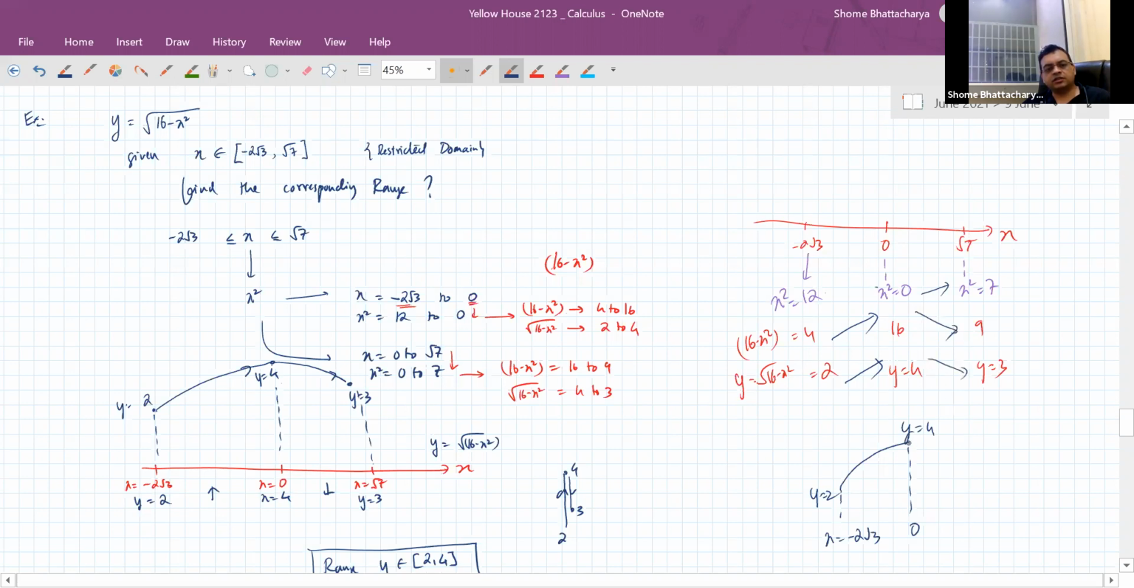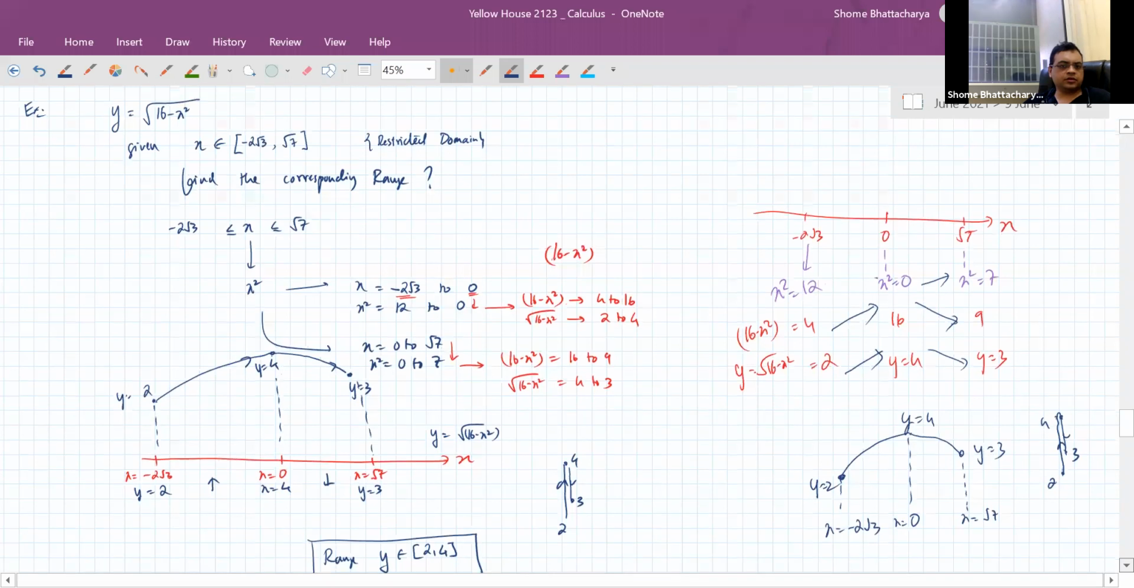y is decreasing, but only up to the point y equal to 3, because I'm going only up to x equal to root 7. So now you can see what's happening to your y coordinate. It's going up first from 2 to 4, and then coming down from 4 to 3. So overall, your y coordinate never goes beyond 4 and never comes below 2. It's a little bit complicated, but that's the analysis.